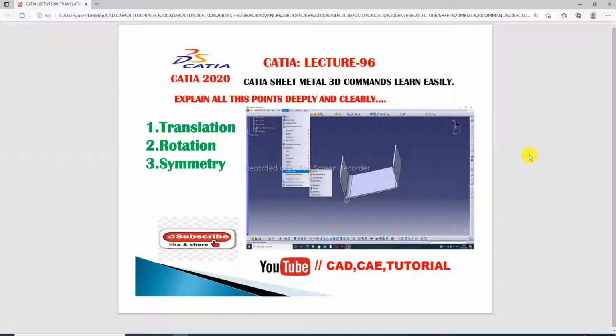Today we are going to see and use a rotation command and a symmetry command. CATIA lecture 96, part 2, is discussed here, and the translation command was discussed in the previous lecture. At first, open the CATIA software, and then you will learn the rotation command and the symmetry command easily and clearly.